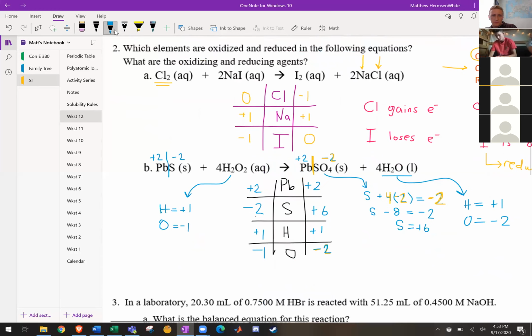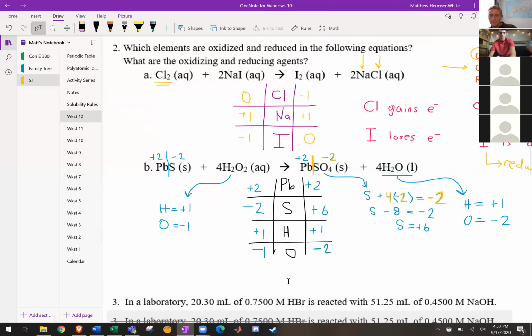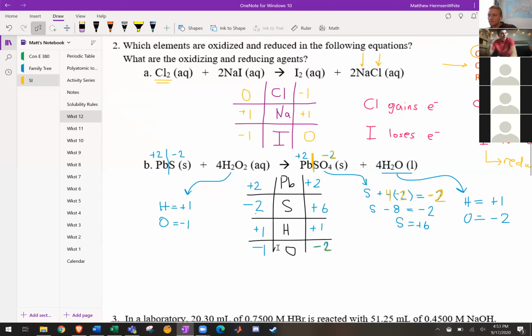All right. What questions do you have on finding the oxidation numbers before we get to the reducing and oxidizing? When I look at my periodic table, is Pb +4 or is it +2?